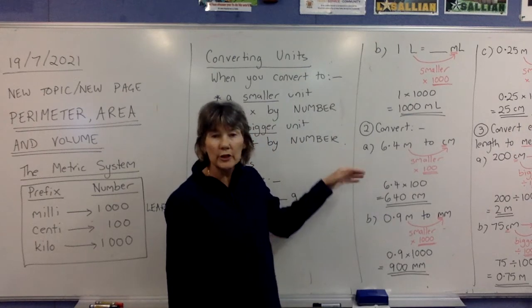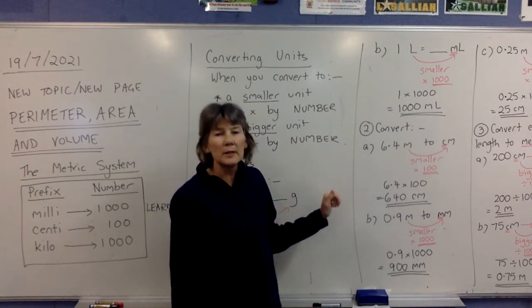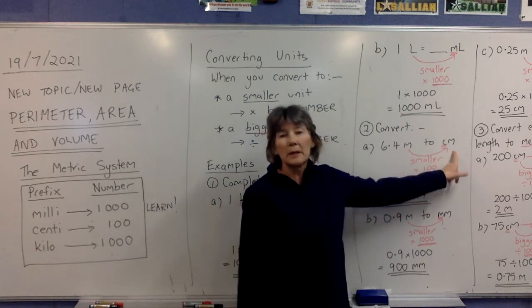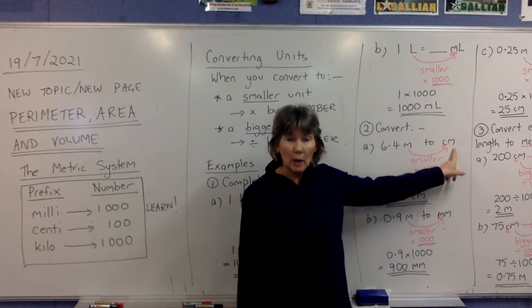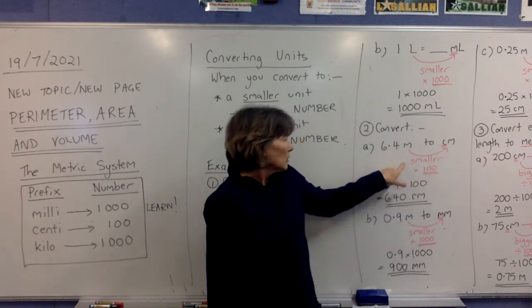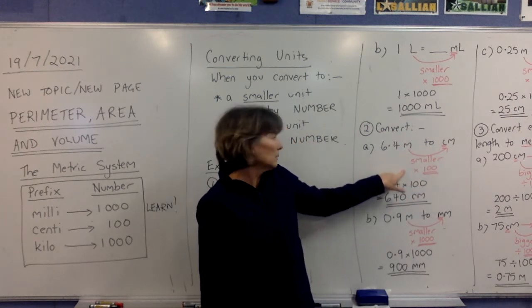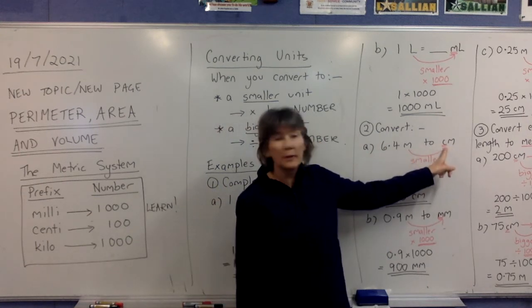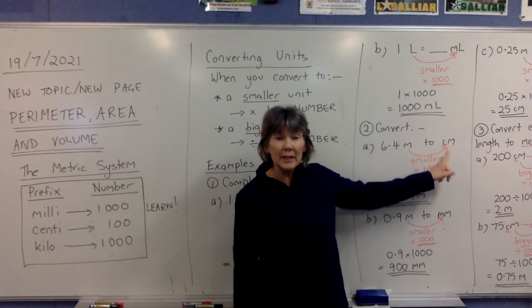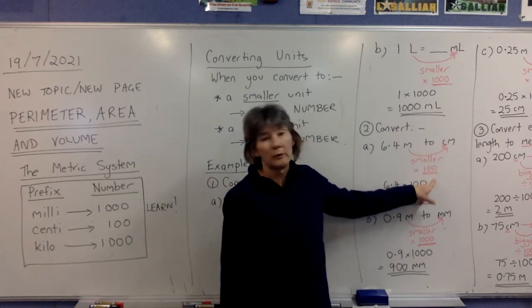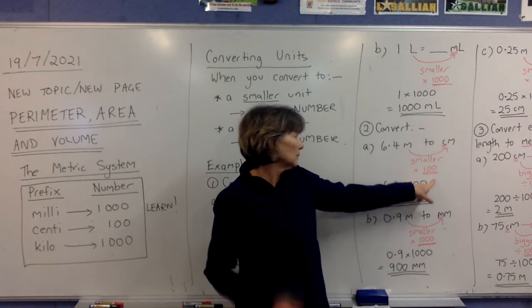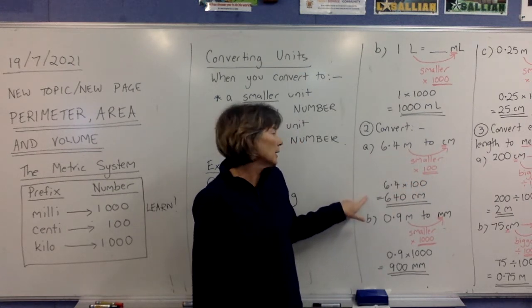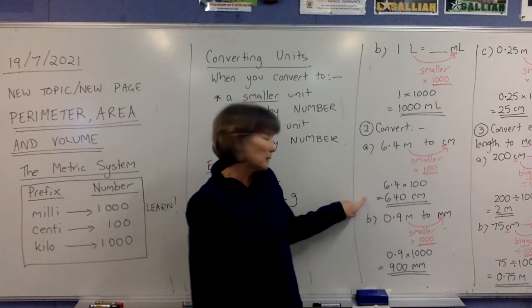All right, this next question says convert. We're still doing the same thing in all of these questions. So we're going from metres to centimetres. Centimetres are smaller. So we're going to multiply, because it's smaller, by, look for your prefix. There's the 2 letters. The first one here is C. That's C for centi, and you know that's 100. Remember, there's 100 cents in a dollar. So we're doing 6.4 times 100. Use your calculator, and you get 640 centimetres.